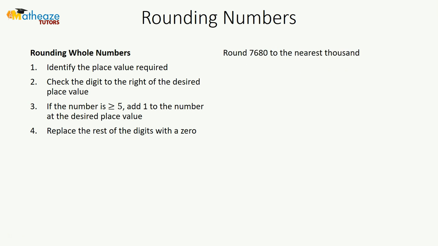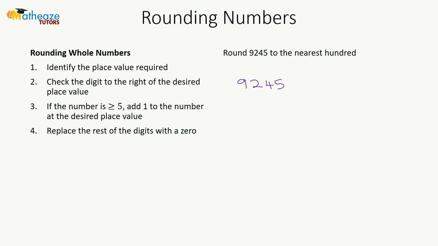What about this? 7680. We want to round this to the nearest thousand. So the 0 is in the ones place, 8 is in the tens place, 6 is in the hundreds place, and 7 is in the thousand place. So this is the digit we're really after. So let's look on the right hand side. We get a 6, which is greater than 5. So we're going to add 1 to 7. So that's going to give you 8. And then you replace everything with 0. So you have 8,000.